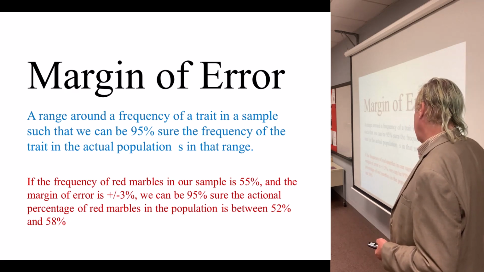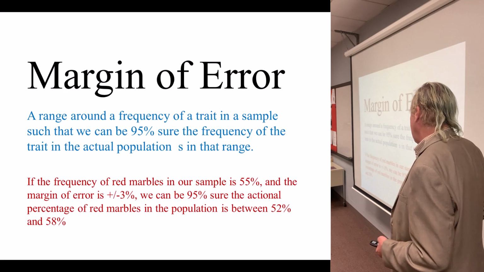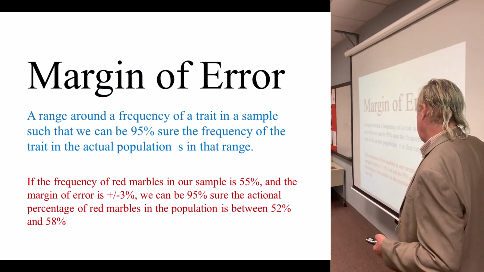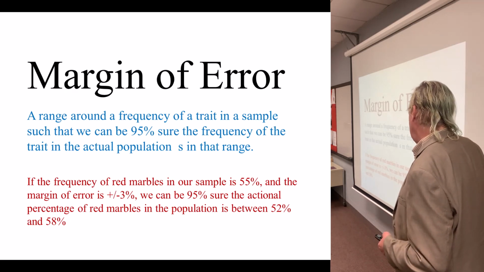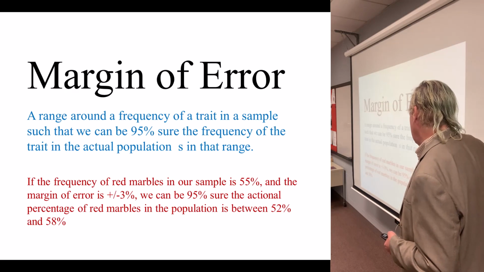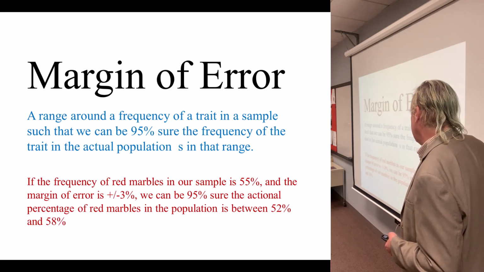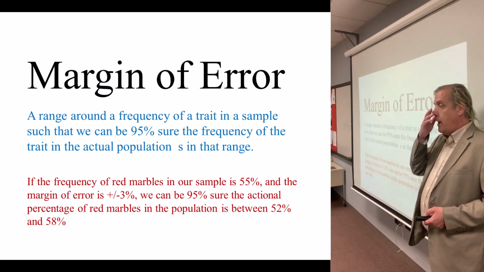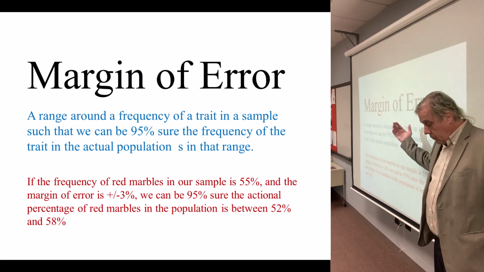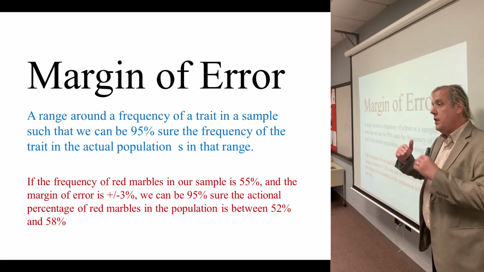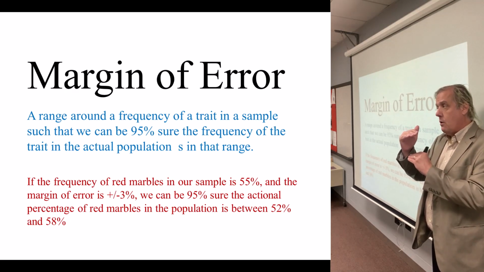So the technical definition is that it's a range around the frequency of a trait, that is the quantity of a variable, in a sample, such that we can be 95% sure that the overall population is in that range. So when you move from a sample to a population, if you want to be 95% sure of your generalization, you need to add this margin of error, right?